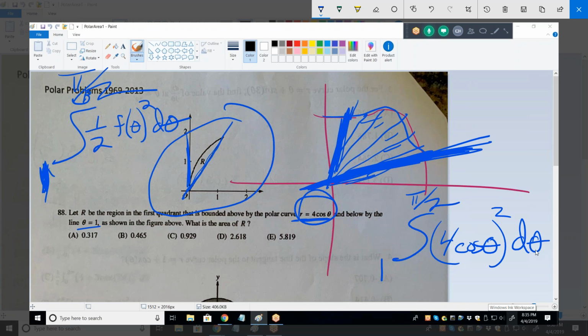That's something you can plug into your calculator. I can plug it into Wolfram, and I get the answer. And then we also have a 1/2 up front, correct? Yes. Which brings me to my next point.